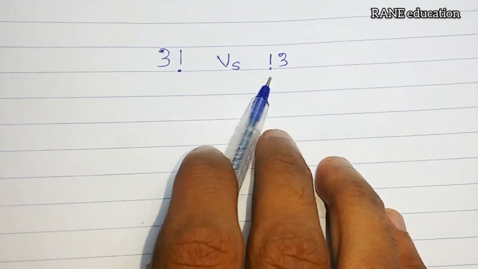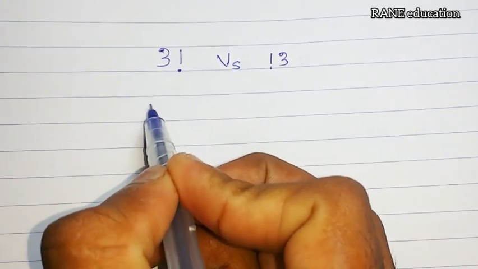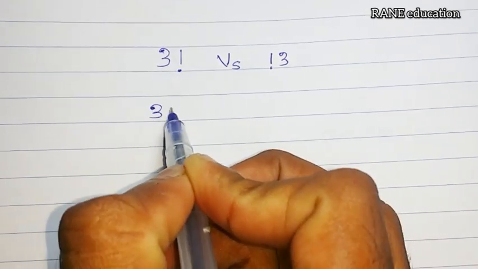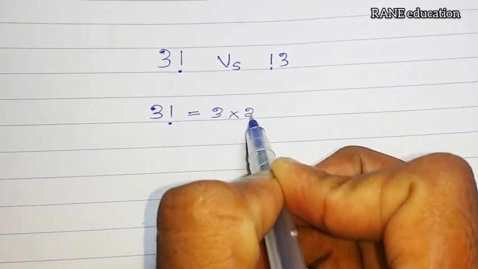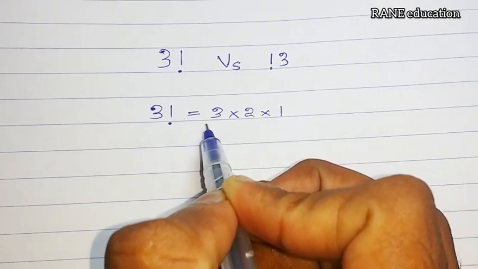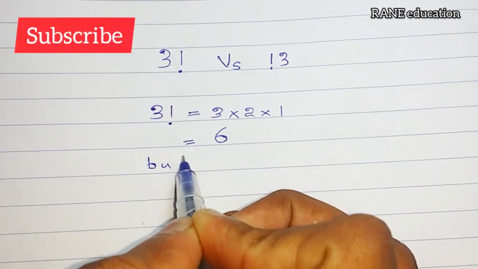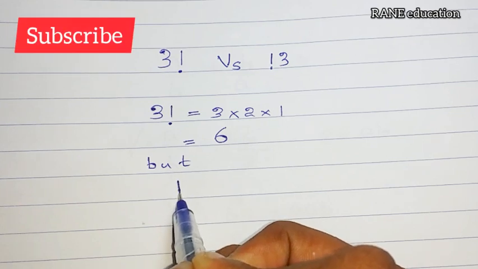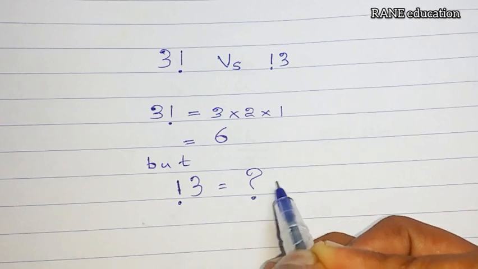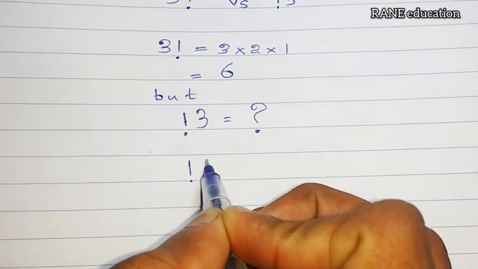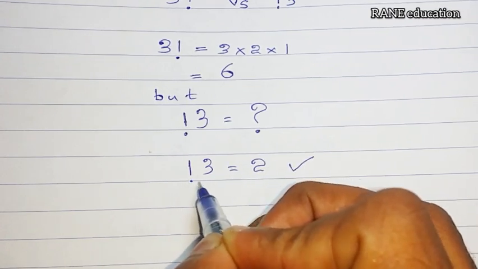Let's go. Did you ever see this? It's called subfactorial. Factorial 3 versus subfactorial 3. Factorial 3 is 3 times 2 times 1, which is equal to 6. But what is the subfactorial 3 value? It is a question. Would you trust me if I say subfactorial 3 is equal to? Yes, it is correct. Let's recheck it.